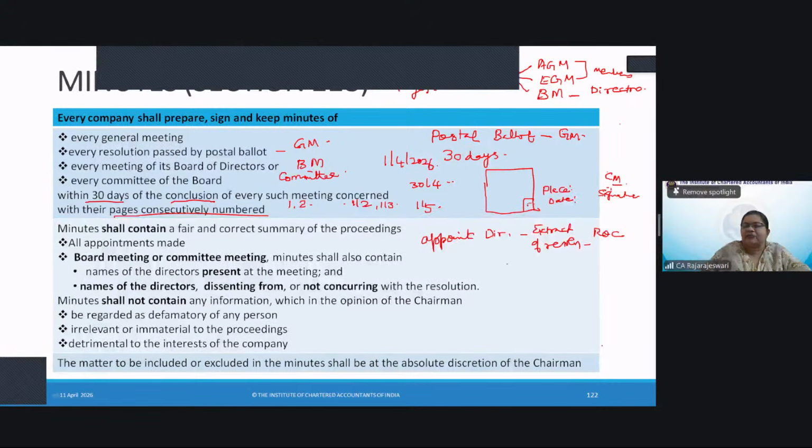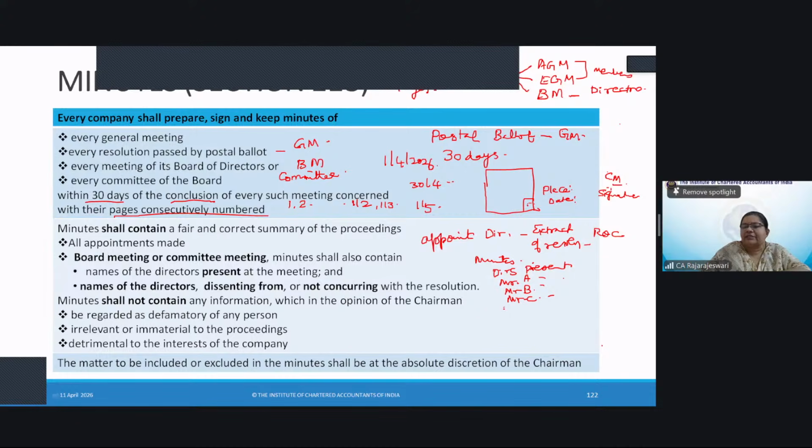And in case of a board meeting, we will write the heading: minutes of the meeting of board of directors of ABC Limited held on, say, 10th April 2026 at 10 a.m. And below that, we will write the directors present: Mr. A, Mr. B, Mr. C, the director, whatever his designation, that designation will be given.